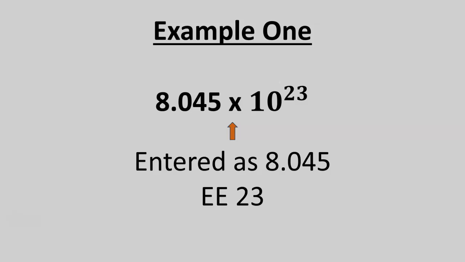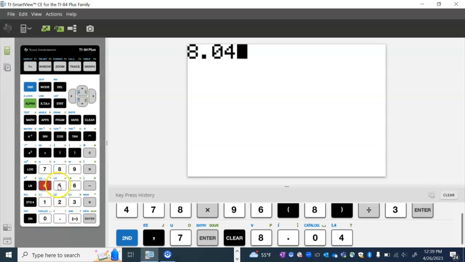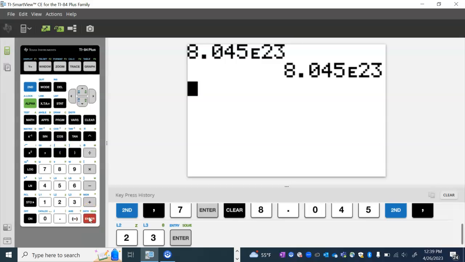Let me take you over and show you an example. All right, we have our online TI-84 calculator, and I'm just going to show you how I would enter this in. So go to the keypad. I have 8.045. Then I have to go to my second button. Here we go. And then to my EE. My EE is in blue right here, my comma, right? And then my exponent, 23, and I will enter, and that is my answer.